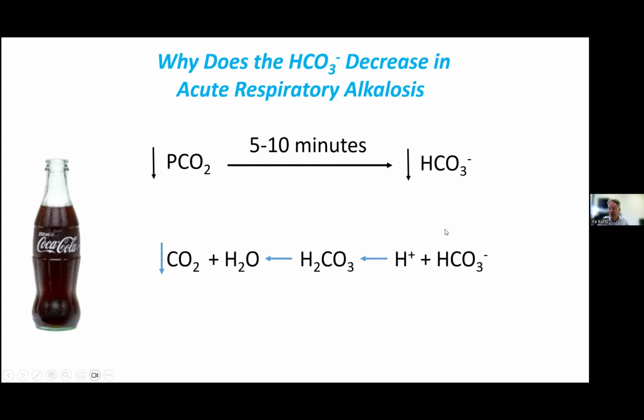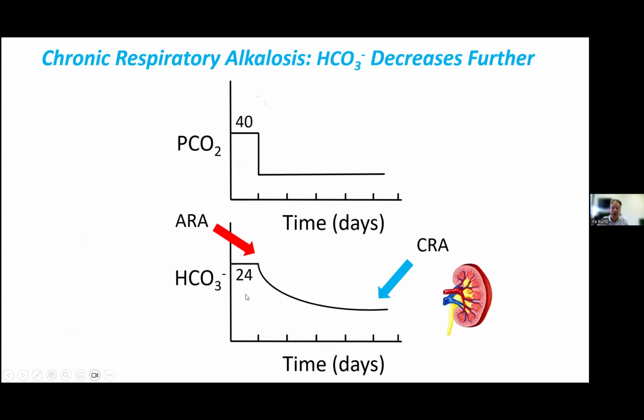Now, if you had no other buffers, your proton concentration would drop by whatever your bicarbonate concentration dropped. It's just that other buffers, which I'm not showing here, like albumin, phosphate, amino acids, deprotonate and release their protons, keeping this roughly the same. But the bicarbonate drops, and it drops a predictable amount. So we'll show that in a second.